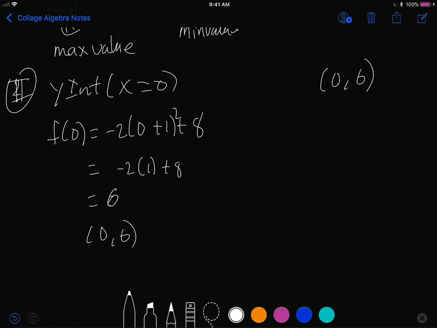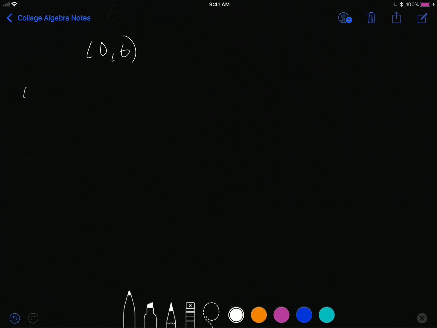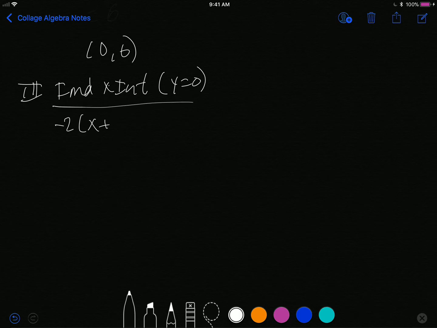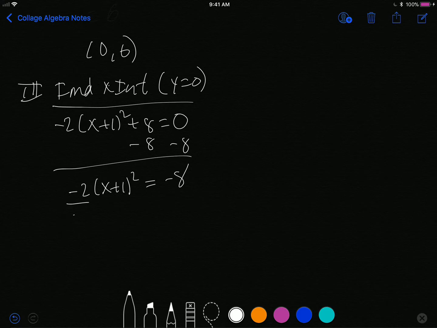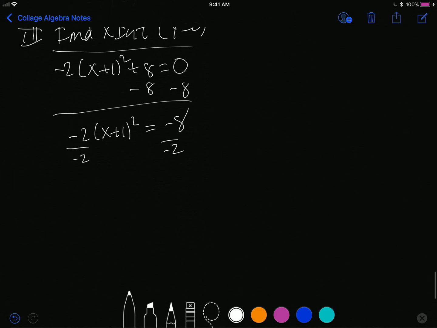To find the x-intercepts, you have to set the equation equal to 0. And so you would go y equals 0. So you have negative 2 times x plus 1 squared plus 8 is 0. Minus 8, minus 8. Negative 2 times x plus 1 squared equals negative 8. Divide by negative 2, divide by negative 2. And so I have then x plus 1 squared is equal to 4. Take the square root, take the square root. So x plus 1 is equal to plus or minus 2.